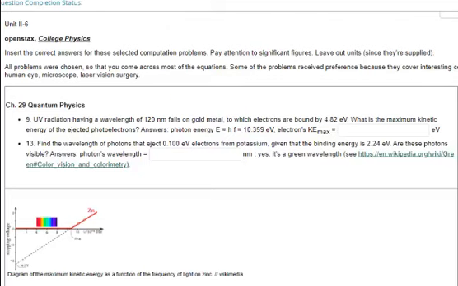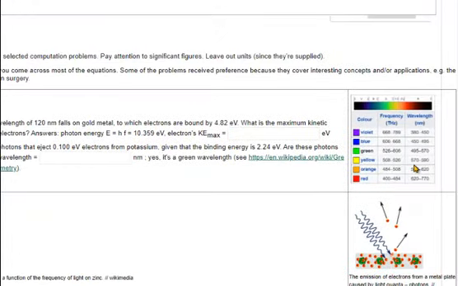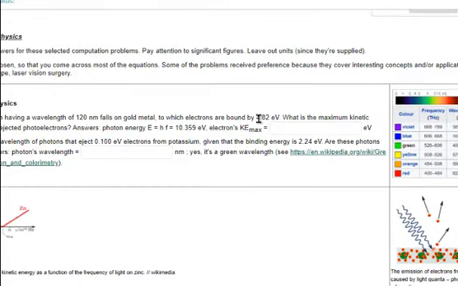All right, here are a couple of problems from the OpenStax textbook for chapter 29 on quantum physics. The first one is about the photoelectric effect. UV radiation having a wavelength of 120 nanometers, and we can see that from the chart here. 120 is much less than the 380, which is violet. So yeah, ultraviolet. It falls on gold metal, to which electrons are bound by 4.82 electron volts, and that would be the work function. What is the maximum kinetic energy of the ejected photoelectrons?